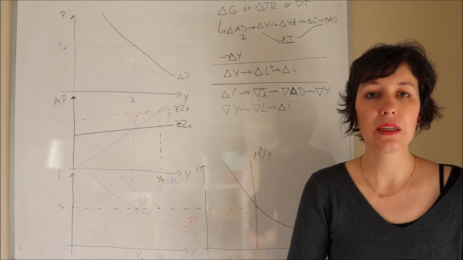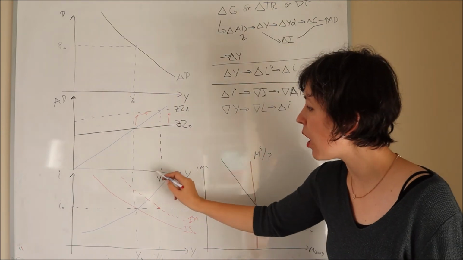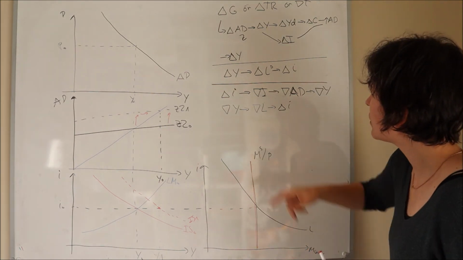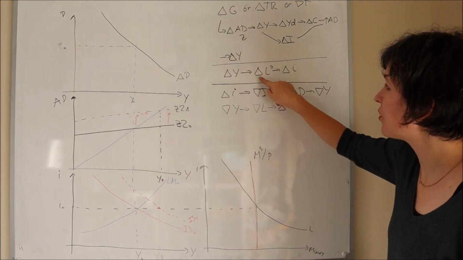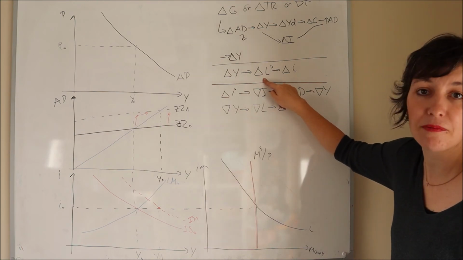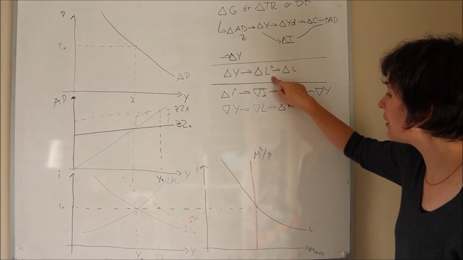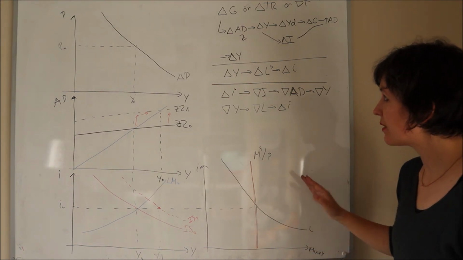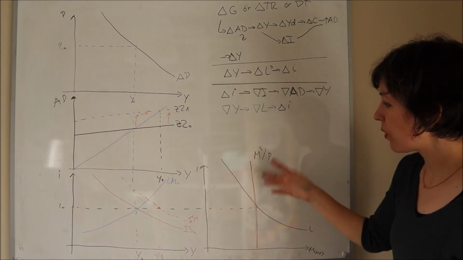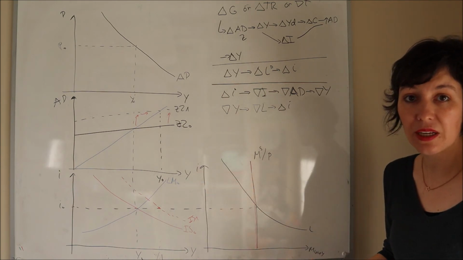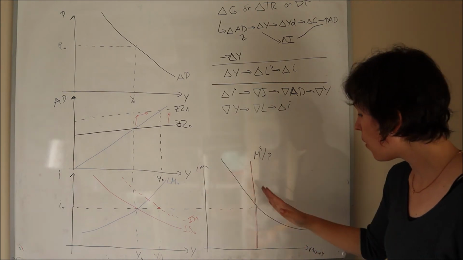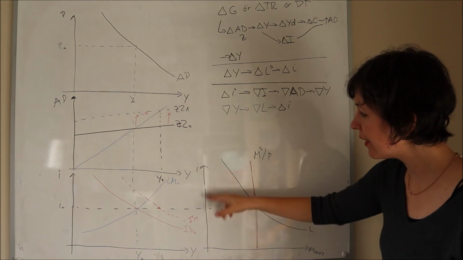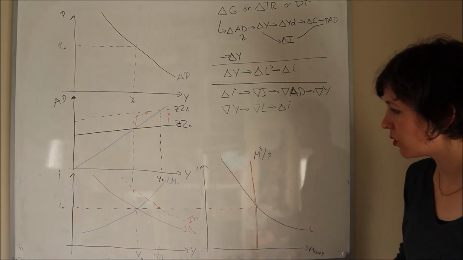Next step, see the effect of this new output in the other market, the money market. So the result is higher output. More production means a higher demand of money. And that means that this curve is going to move to the right side. Why? Because production, which is not here, is the variable that changed. So more production means a higher demand of money for any interest rate. So the whole curve is going to shift.